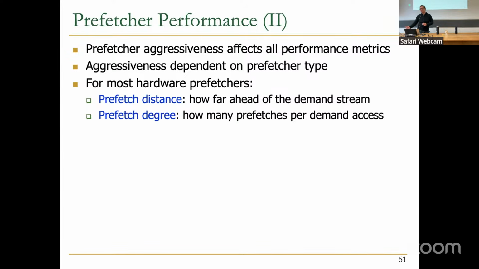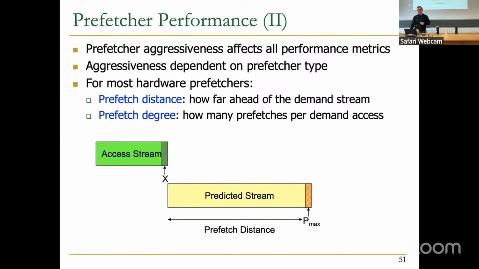And prefetch degree is how many prefetches you send for a demand access. So this is very different. Whenever you get a demand access and you decide to prefetch, how many prefetches do you send out? Pictorially, this is your access stream. The access stream may be accessing X, and this is a predicted stream, which is what your prefetcher has done. And the prefetch distance is how far ahead of the access stream the predicted stream is.